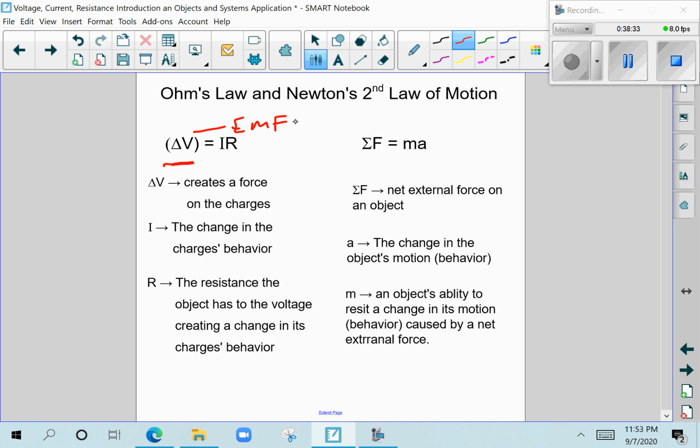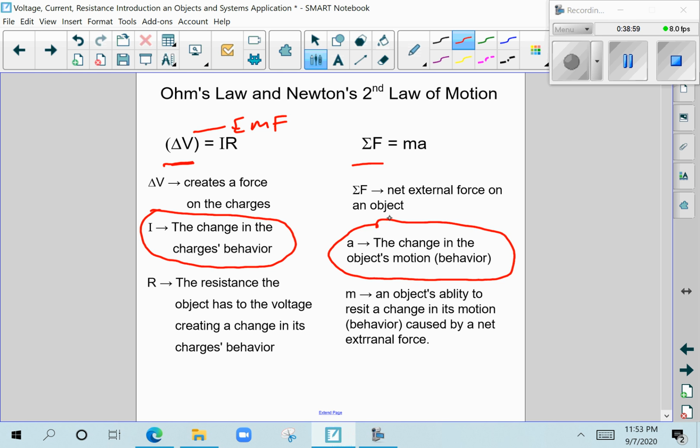It's the driving force that makes charges move through a circuit, while delta F is just the net force that we just push or pull on solid objects that we see everywhere. Your current is the change in the charge's behavior. It's the charges that flow through a wire. It's the rate at which they flow. Acceleration is the rate at which an object's motion or behavior changes. So current and acceleration are not the same thing, but again, they are rates of change, and they are driven by this force or voltage, aka electromotive force.